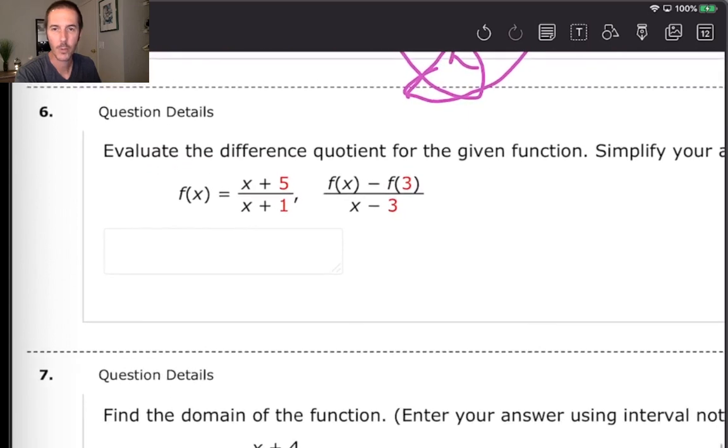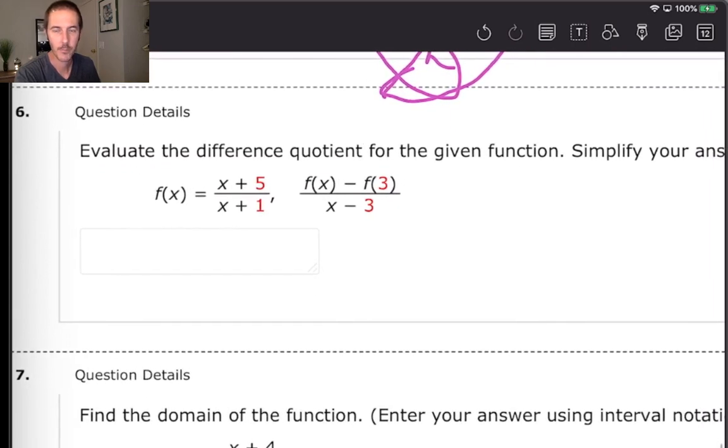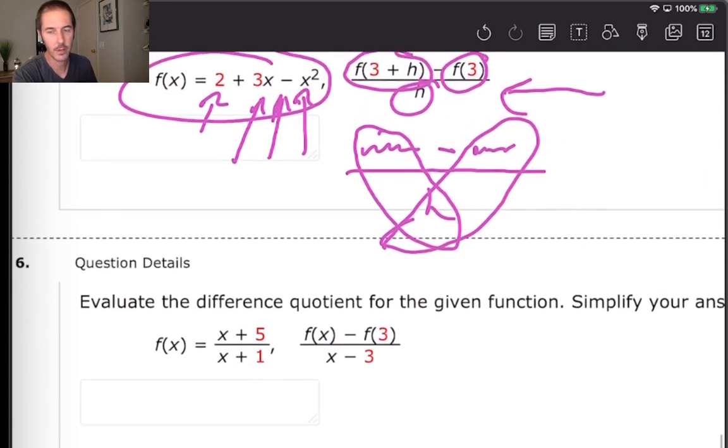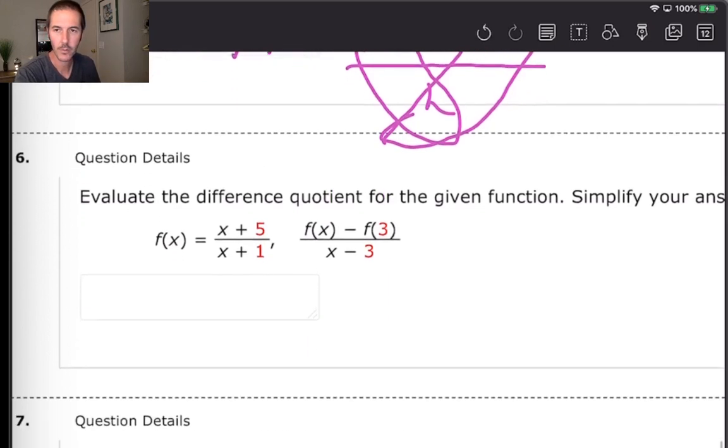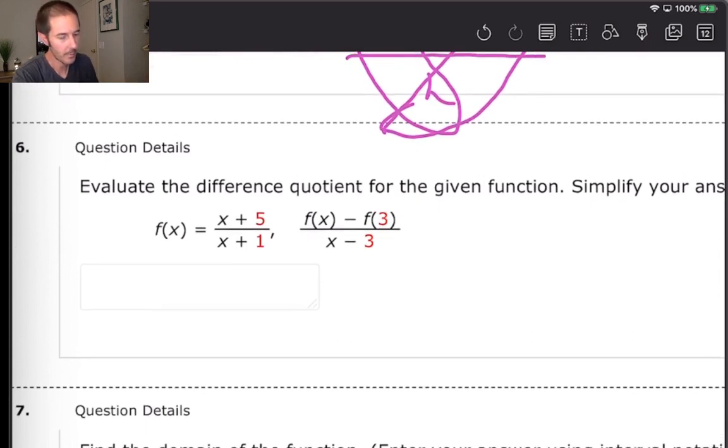Evaluate the difference quotient for the given function. The lousy part here, previously I said it's basically the difference quotient because it just had an h in the denominator. Here, when I see this x minus 3, and I see this x and this 3, that's what really reminds me of difference quotient. But the previous problem, number 5, was. Number 6 is also difference quotient. Be careful with this one.